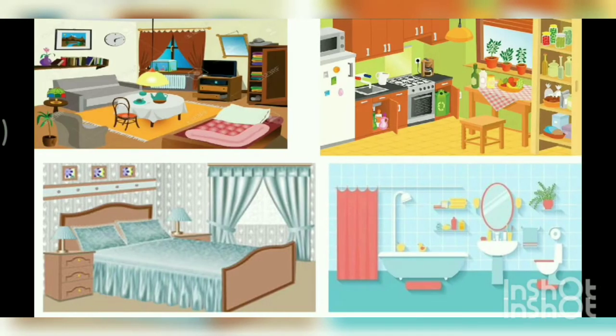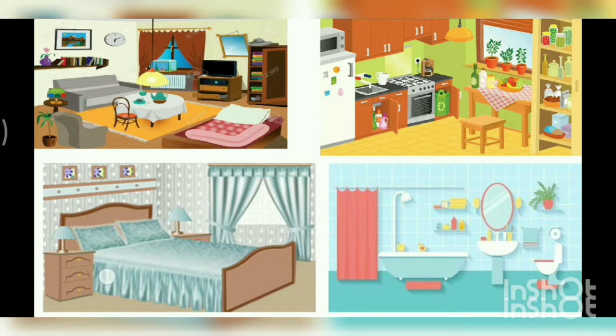So now, what are the different rooms you have in a house? Every house has a number of rooms, right? So what are the common rooms you find in a house? There is a living room, you have a bedroom, you have a kitchen, you have a restroom. These are the basic rooms, right? So what is each room used for, children? What do we do in a living room?